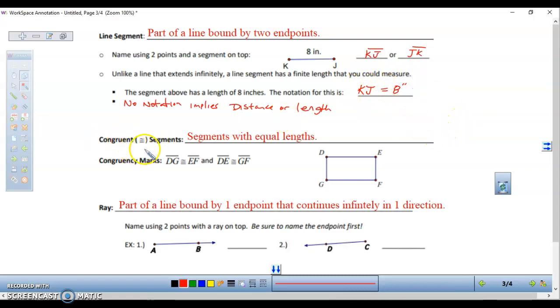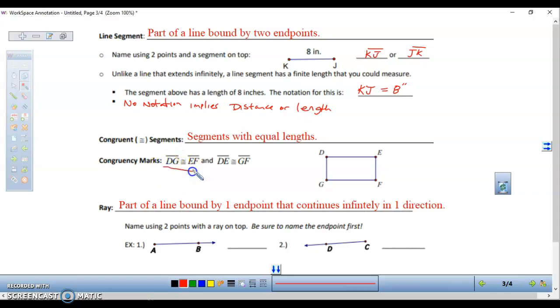All right, next, congruent segments. This symbol means congruent. It's just an equal sign with a little tilde on top. And congruent segments are segments that have equal lengths. And sometimes in a diagram, it's really helpful if you could see which segments are congruent so that you could come up with ideas about what's going on. So what we'll do is we'll use what are called congruency marks. And they're just little tick marks.